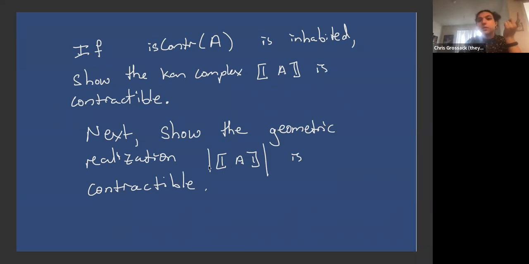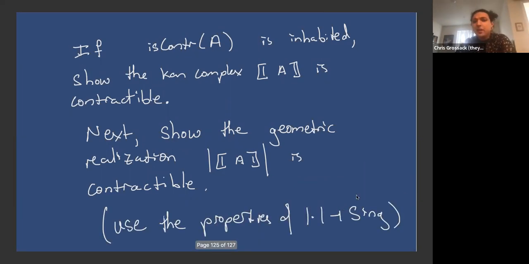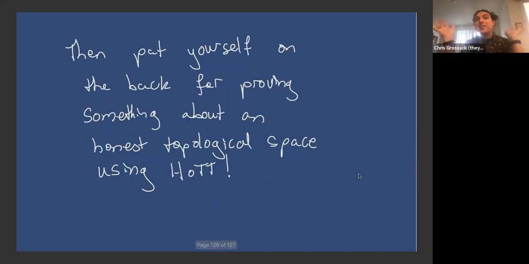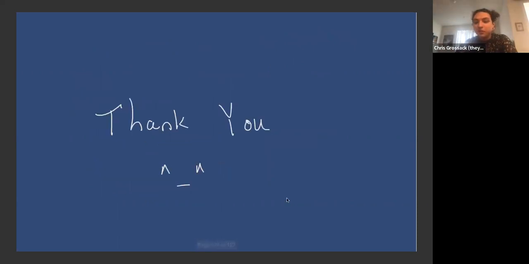So I have some simplicial set. Now I'm going to geometrically realize it, and it is also contractible, provided the Kan complex is. And here you're going to use some properties of geometric realization. And now at the end of the day, you can pat yourself on the back for successfully proving some fact about an honest topological space up to homotopy using homotopy type theory. And there you go. Thank you. That's all I have.